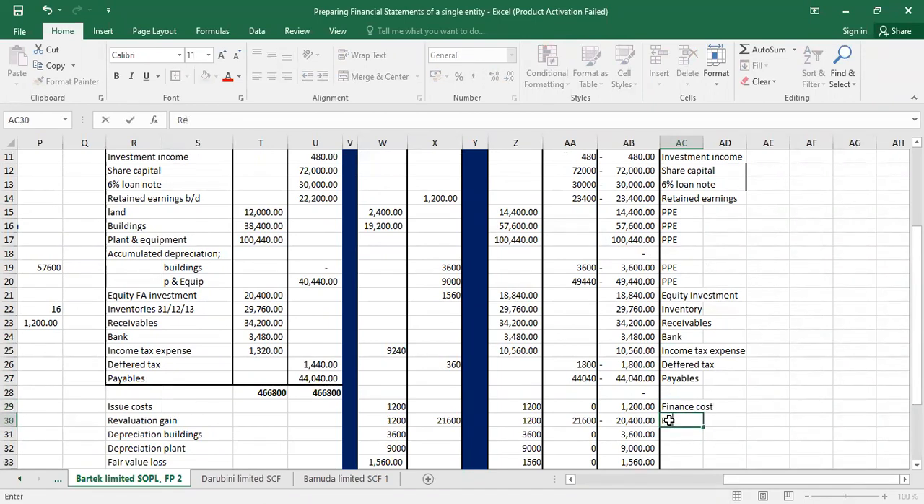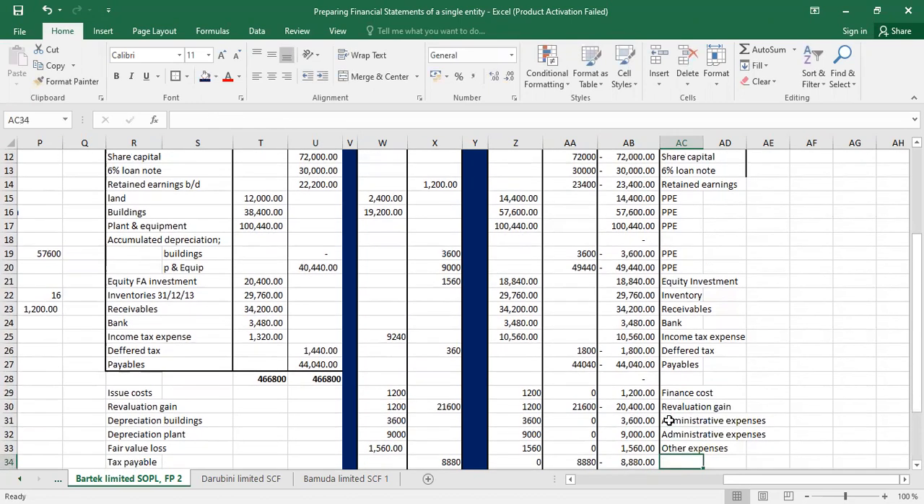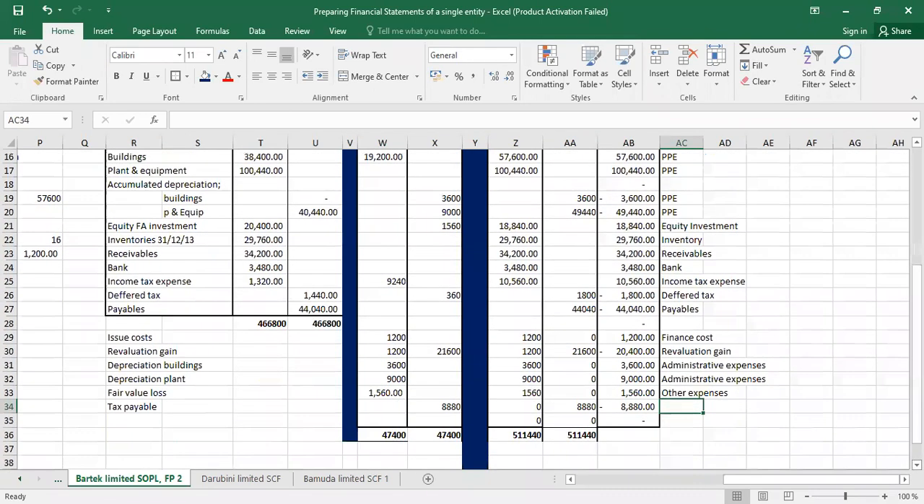There will be revaluation gain. It's an item of other comprehensive income. So depreciation will be an administrative expense. Also depreciation there, isn't it? This one will be other expenses. Then it will just remain tax payable, isn't it? So tax payable.